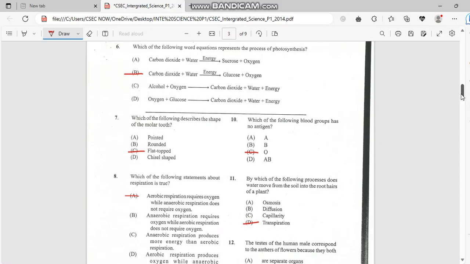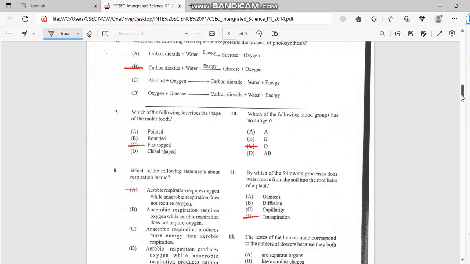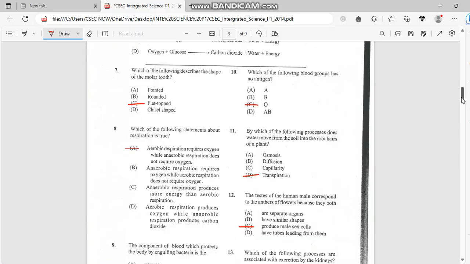Number 7. Which of the following describes the shapes of the molar tooth? So the molar tooth is flat topped, and the incisor is chisel shaped. Alright guys, hope you got that. Number 8. Which of the following statements about respiration is true? So aerobic respiration requires oxygen, while anaerobic does not require oxygen. So that is a true statement.